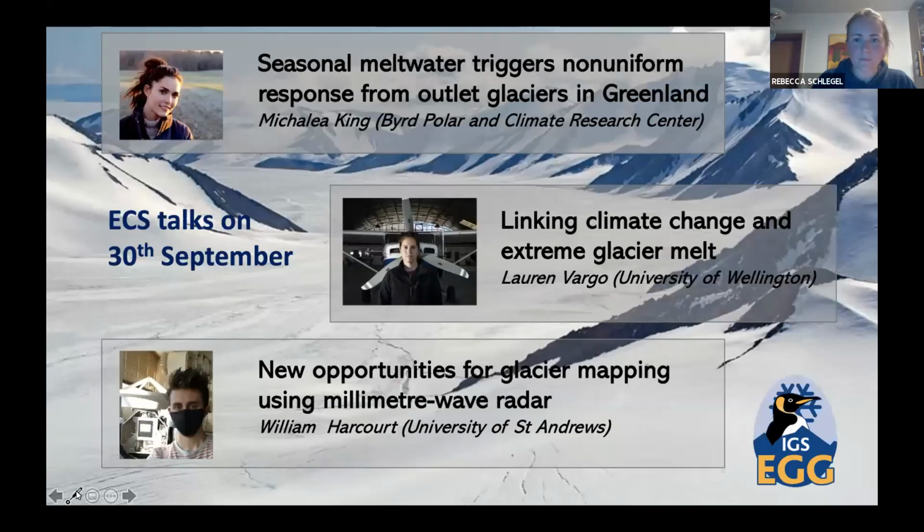I think we can start with our first speaker of today, which is Michalea King. She just finished her PhD at the Byrd Polar and Climate Research Center, and I think she will be presenting work from her PhD, which was about variabilities in the velocity of Greenland Outlet glaciers. And like I said, she just finished her PhD, and she will be working as a postdoctoral fellow at the University of Washington Polar Science Center later this year. Over to you, Michalea.